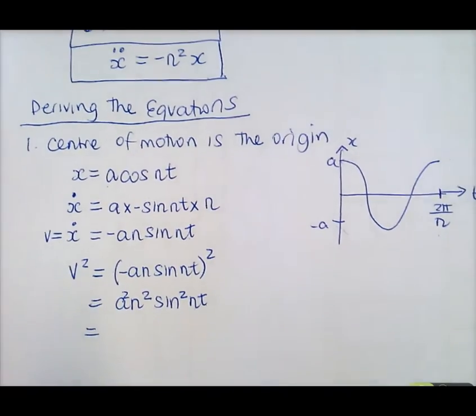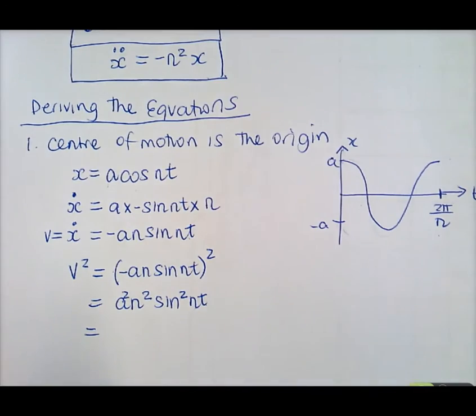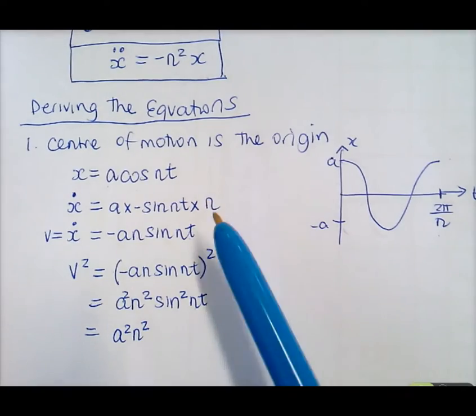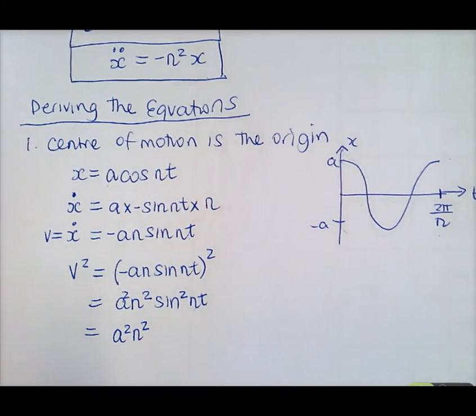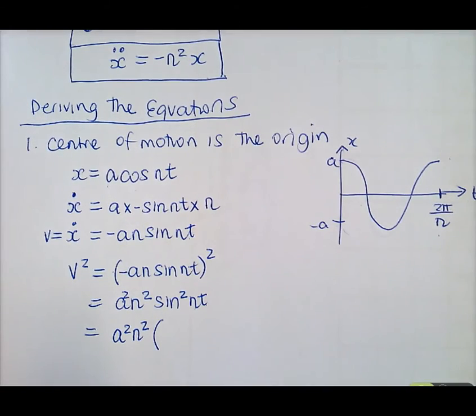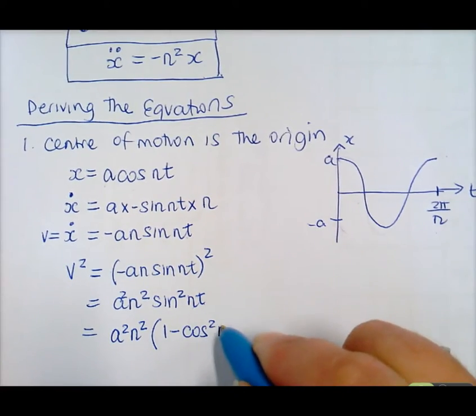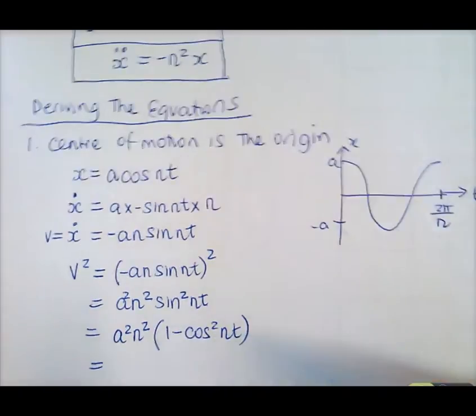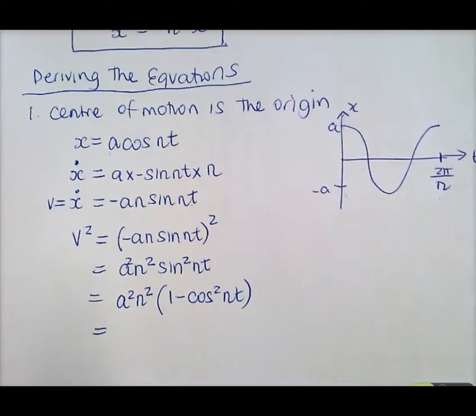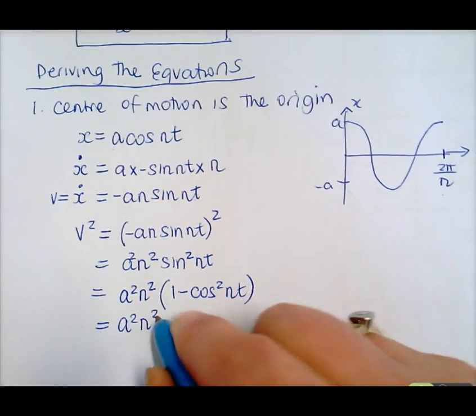But why did you square the v? Oh, because I'm going to derive this. I'll just show you in a minute. So that is a squared n squared. I'm trying to derive something for you. All right, you know how we know that sine squared plus cos squared is 1? I'm going to write this as 1 minus cos squared nt. Just follow it. You don't have to know why I'm doing it yet. Just can you follow what I'm doing? Yeah. All right? Which is a squared n squared.